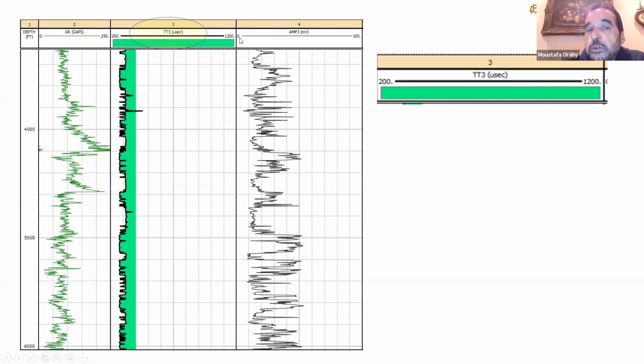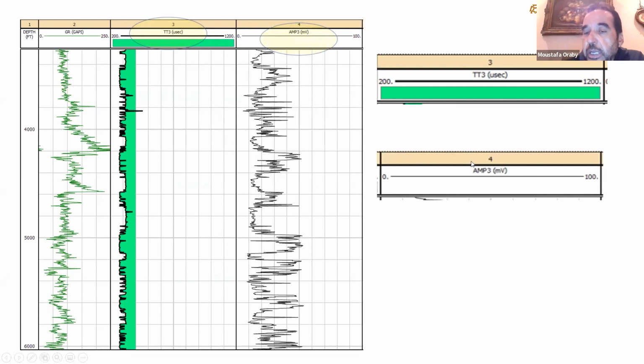And it's actually counted from 0 to 100%. What is the percent of reduction in amplitude and percent of arrival in the amplitude? So this is also called amplitude 3. Let me blow this out a little bit. Amplitude 3 measured in millivolt. This is from 0 to 100%.